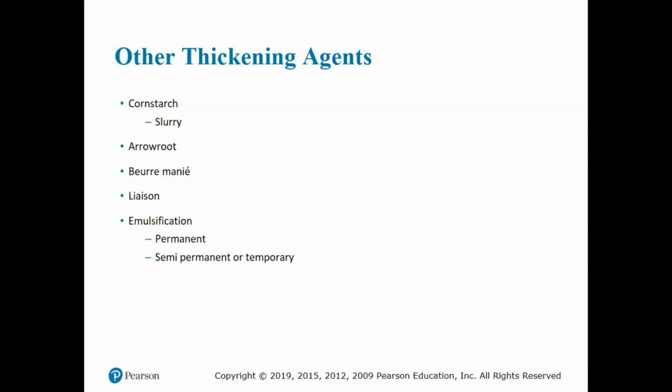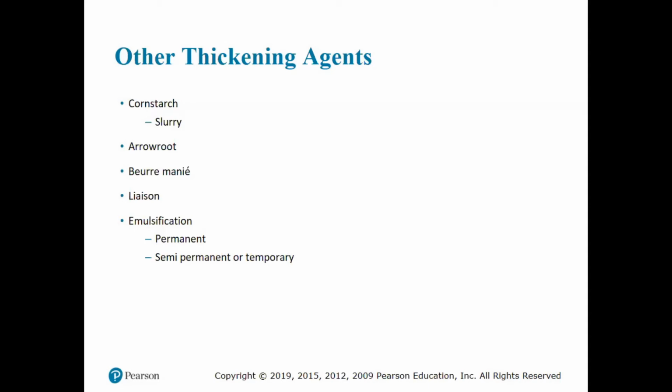Same thing with liaison. A liaison is really a finishing technique. It's actually egg yolks and heavy cream. That definitely will be on your test, just FYI, what is in a liaison. And a liaison is also added at the end of the cooking process. It does a little bit of thickening because of the egg yolks, but it's primarily for adding body and shine with the fat content and everything in the heavy cream and the egg yolks.